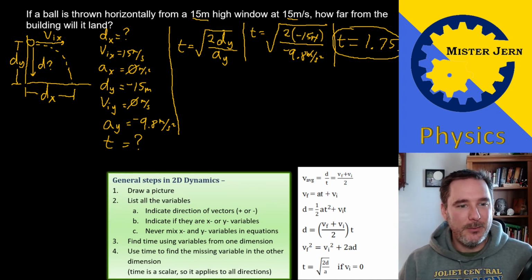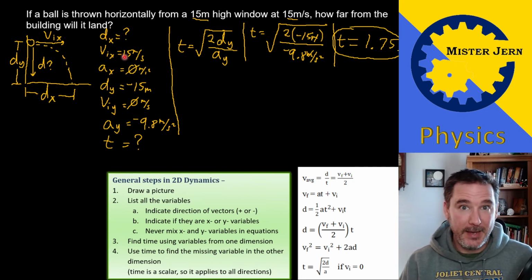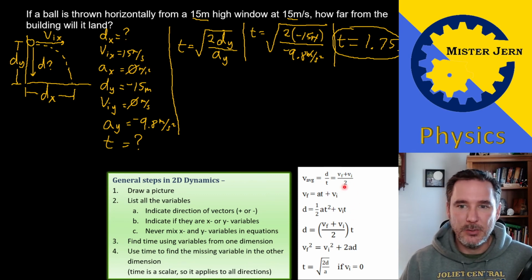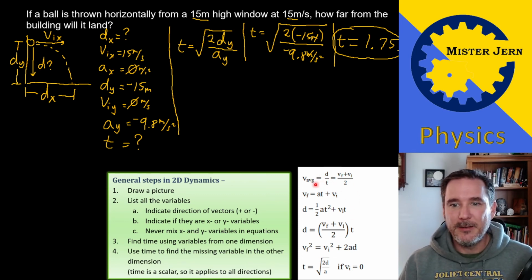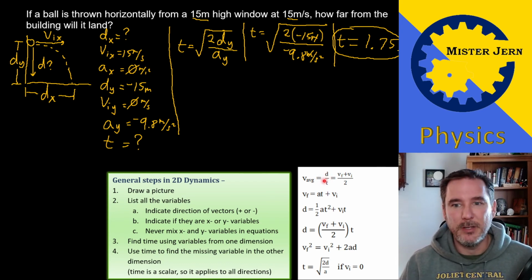We want to now find, what are we trying to find? dx. We know vix, the initial velocity, and we know the acceleration is 0. We now know time. So let's take a look at our equations. There's several we can choose from. We can kind of finagle things and say, well, since there's no acceleration, we can use this equation because the average velocity is the initial velocity because it doesn't change. That would work, no problem.